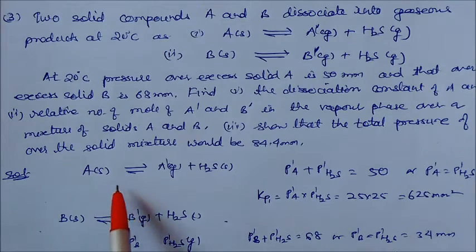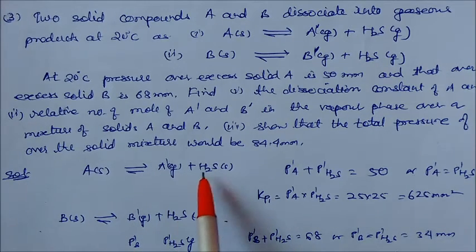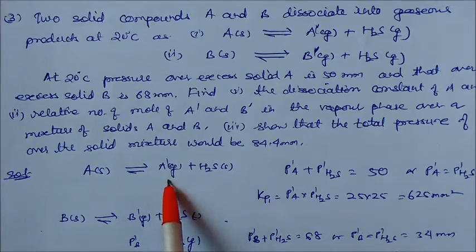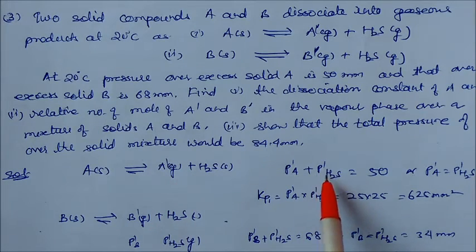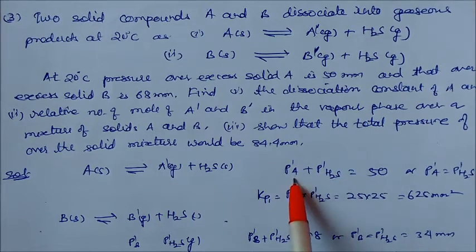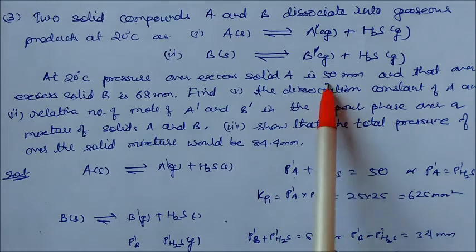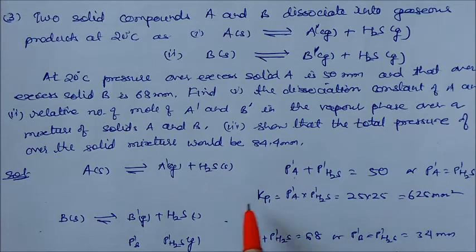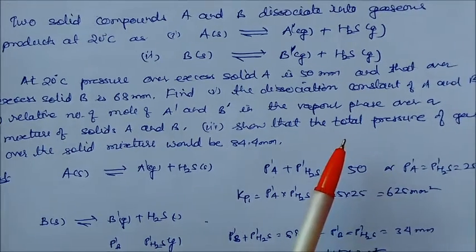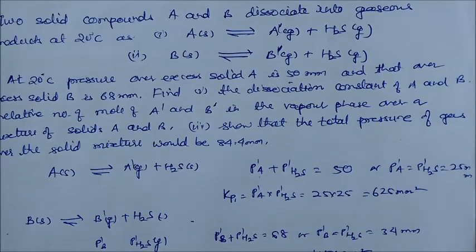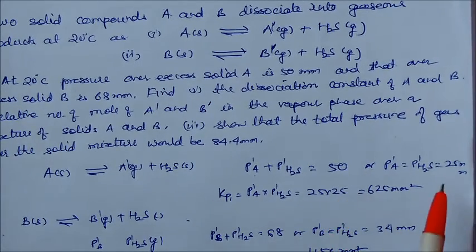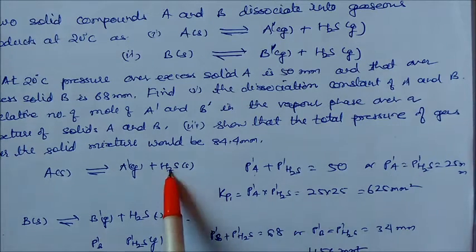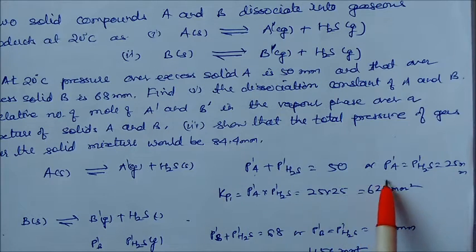A is converted to A' plus H2S. This is gas, this is gas. So the equilibrium pressure is the partial pressure of A' plus the partial pressure of hydrogen sulfide, and this is given as 50. These two are equal, so we can write P A' equal to P H2S, so it will be equal to 25 millimeter. Similarly, Kp1 we can find out: multiplying 25 and 25, we will get Kp1. This is the constant for one temperature.